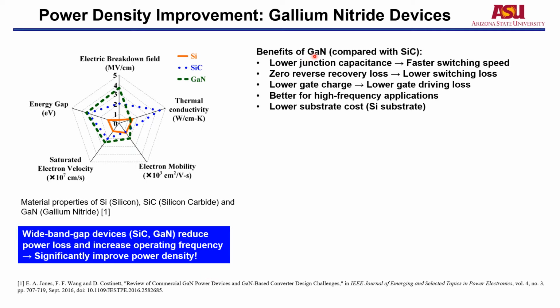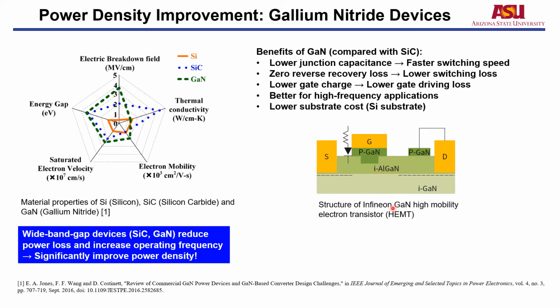The benefits of gallium nitride devices compared with silicon carbide are summarized here. Gallium nitride devices have lower junction capacitance, zero reverse recovery loss, and lower gate charge, which is better for higher frequency applications, and they have lower substrate costs.